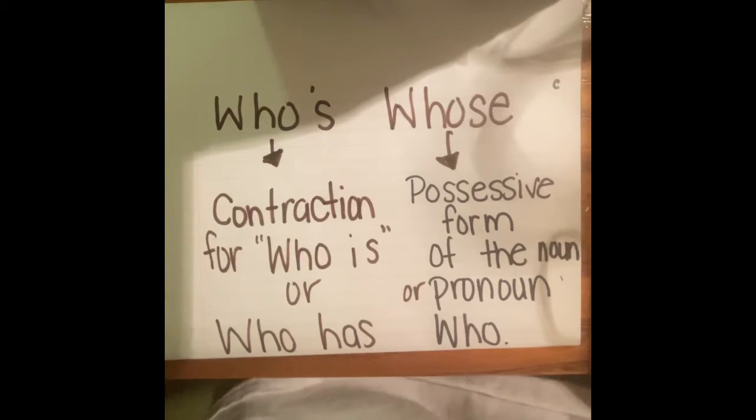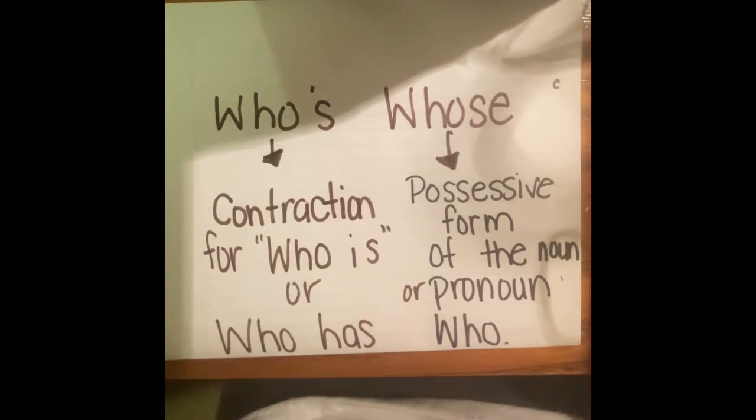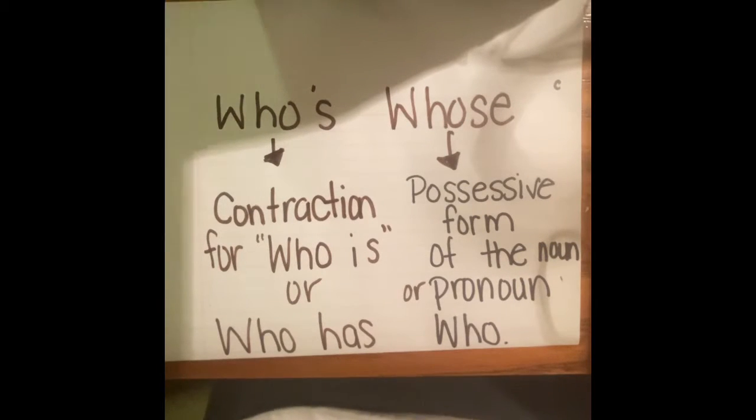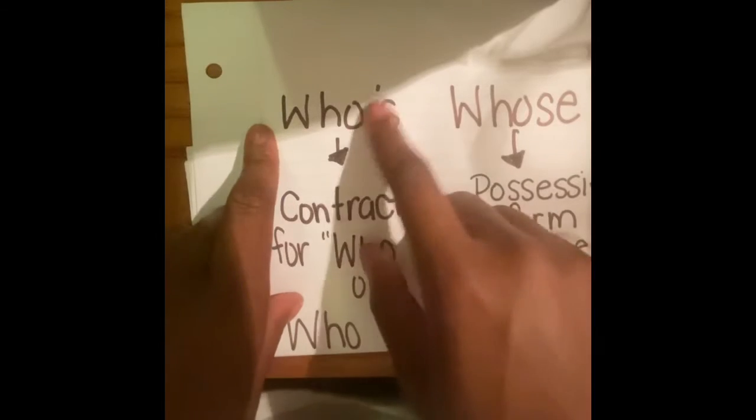Okay, so let's go over the two different homophones, who's and whose. So remember, a homophone is two words that sound alike but do not have the same spelling nor the same meaning. So let's look at the first who's. The first who's has an apostrophe S.